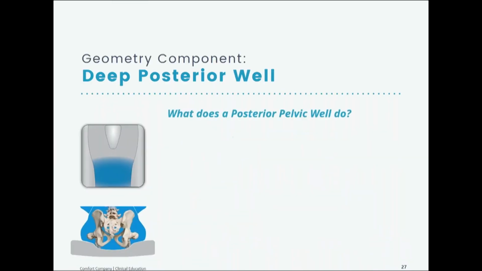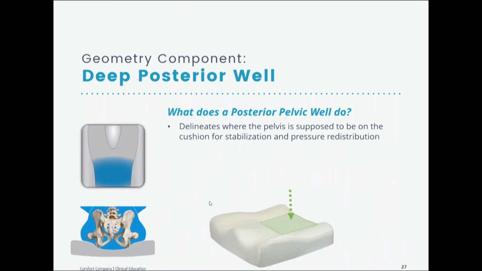Okay, so we talked about how the adductors help to create this posterior pelvic well. So this posterior pelvic well really delineates where the pelvis is supposed to be on the cushion. And if you remember from one of the very first courses in the webinar series, we talked about the fact that the best cushion on the market can't do its job if the pelvis is not sitting in the place where it is intended to be sitting. So it is supposed to be in the posterior pelvic well.